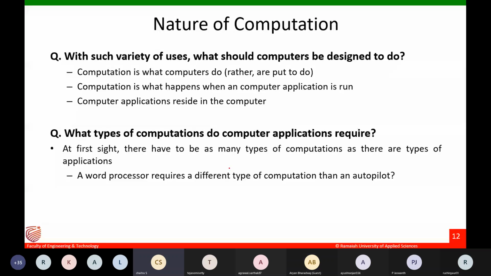Okay. What is the next question? What types of computations do computer applications require? Just now we discussed it is both numbers and alphabets.